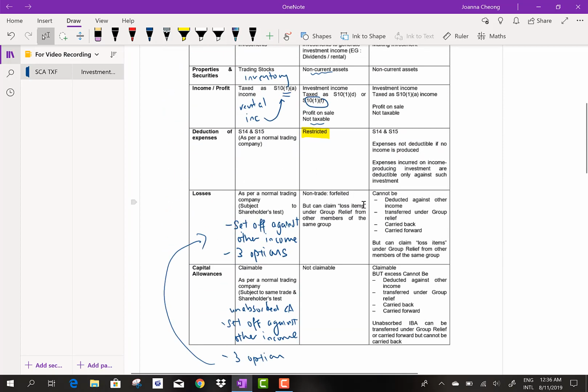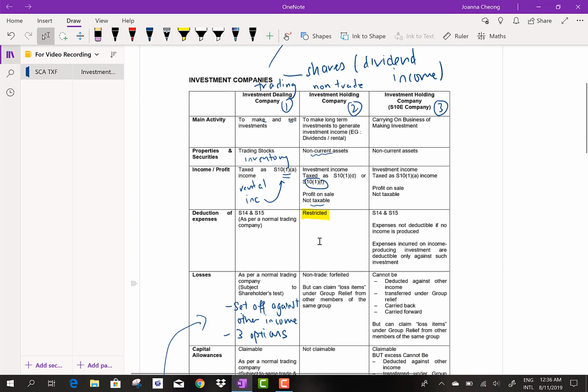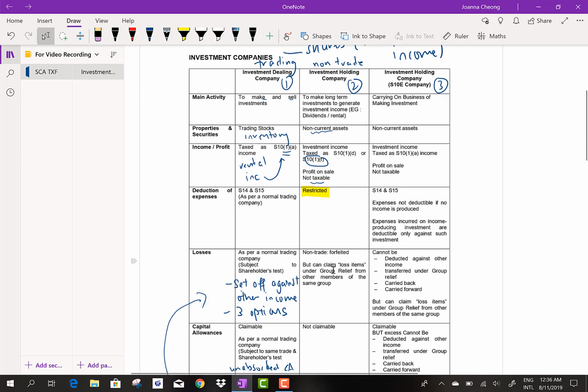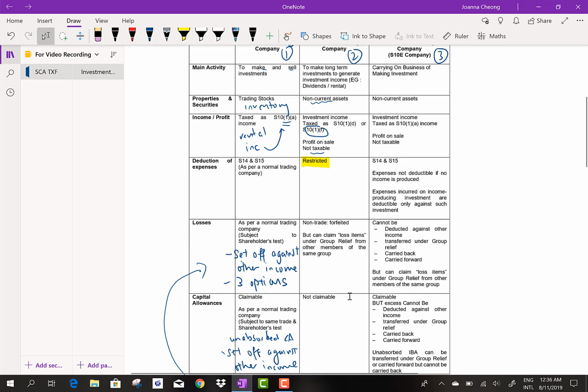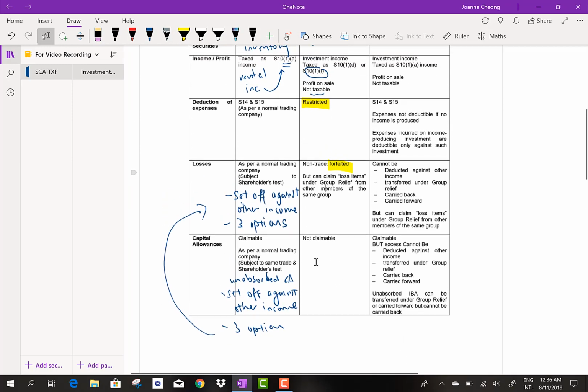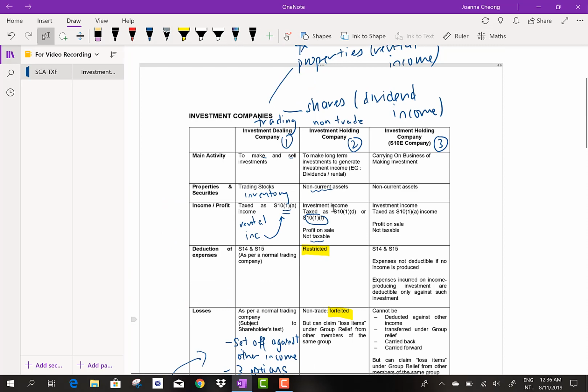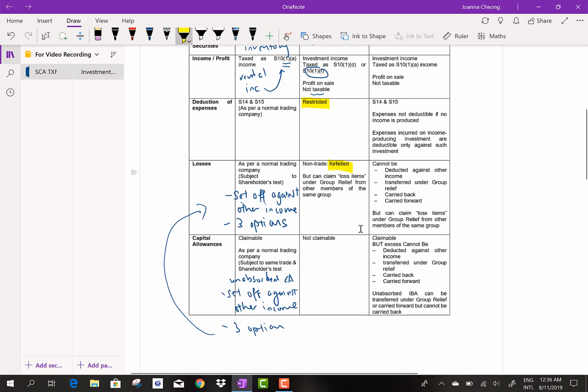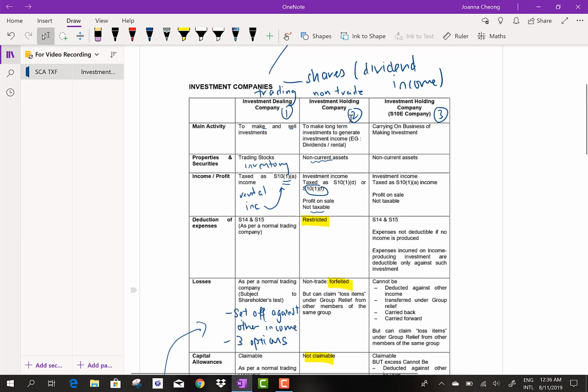Now, how about losses? Because it's a non-trade loss, consistent with what we have learned, a non-trade loss will be forfeited. This is nothing new. And next, can you claim CA? Well, because you're not earning 10(1) income, you're not allowed to claim CA if you are an investment holding company. So far so good.